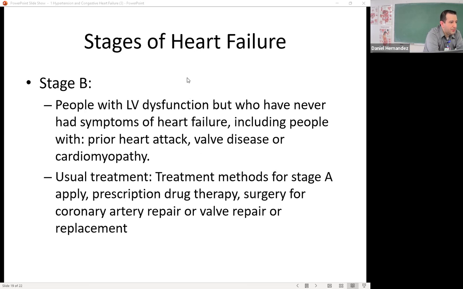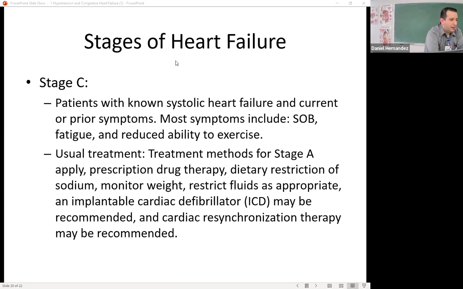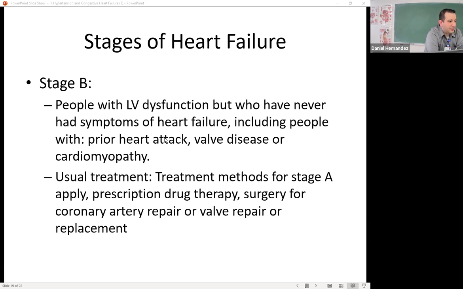So, progressing from stage B to stage C. Another thing too: stage B patients typically don't have any sort of symptoms. They may exhibit some sort of diastolic or systolic dysfunction, but they may not have any symptoms of heart failure. These patients have never had any symptoms, so they are typically asymptomatic.